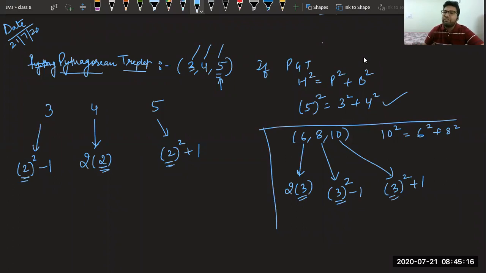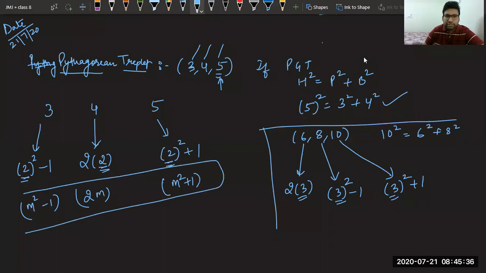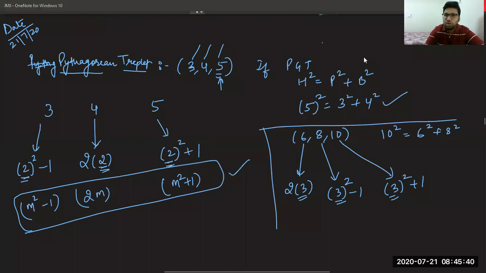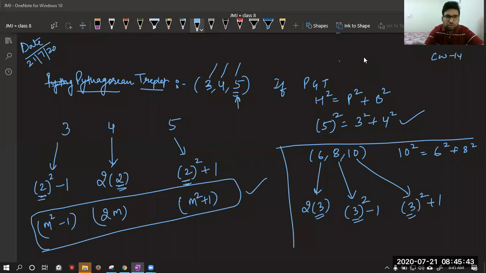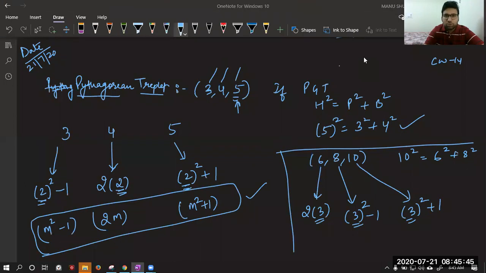So we have to find a formula for Pythagorean triplets. The relation is very simple. If we have m square minus 1 as one term, 2m as the second term, then the third term is m square plus 1. I hope you are getting this. These three, m square minus 1, 2m and m square plus 1, are the Pythagorean triplets.